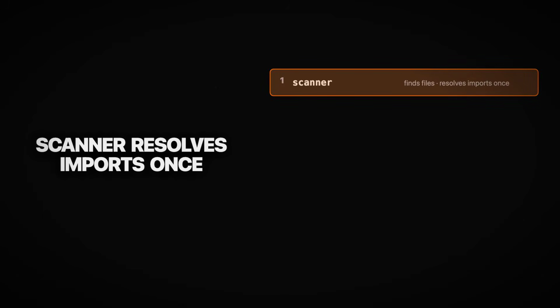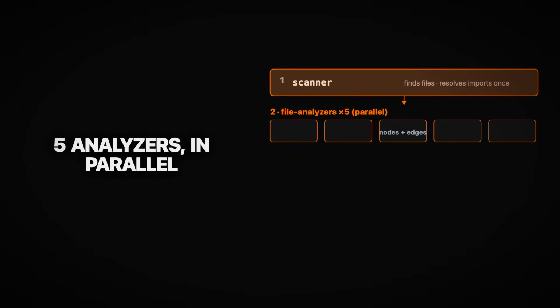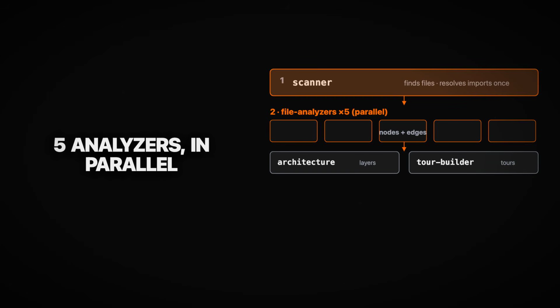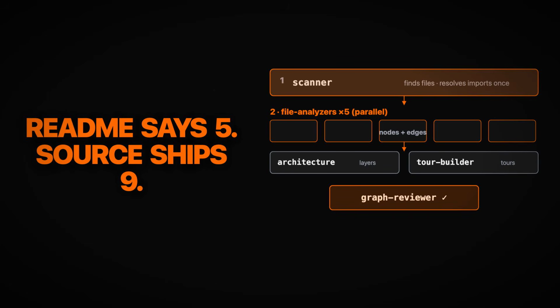A scanner finds every file and resolves the imports once, up front. File analyzers, 5 at a time, turn structure into nodes and edges. An architecture agent sorts the layers, a tour builder writes the walkthroughs, a reviewer checks it all holds together. The README says 5 agents, the source ships 9.